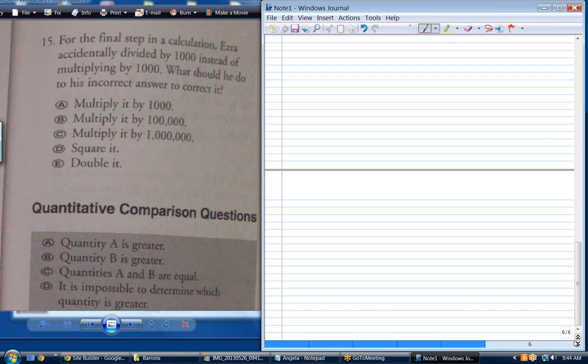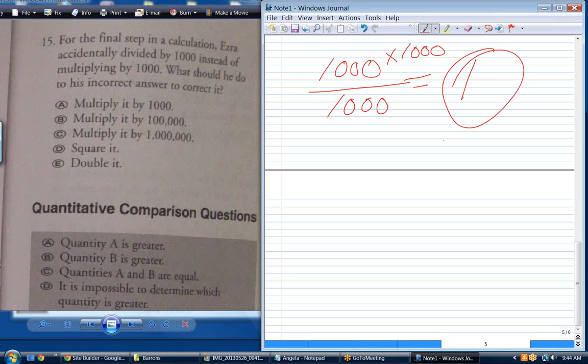I'm not sure. Okay, well, let's take a number. Well, we can pick 1,000. That's what I would have picked also. So if he was supposed to multiply this by 1,000 and he divided it by 1,000 instead, what did he get? 1. What should he have gotten? He should have gotten 1 million. So that's what you have to multiply 1 by. It's basically the 3 zeros plus the 3 zeros. Okay. That makes sense. Yeah.